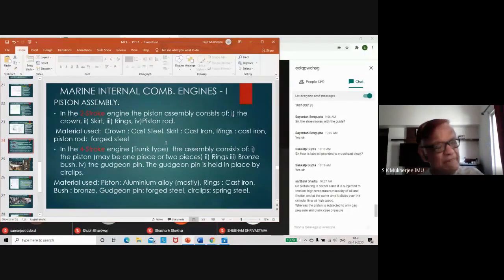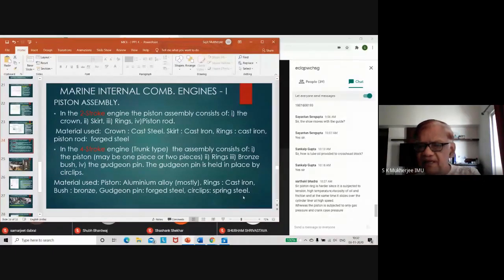You don't have aluminium pistons in two-stroke engines, large two-stroke engines, nowhere. But you will have them in your four-stroke engines. So, what was our topic? We are talking about the piston assembly. The piston assembly consists of a piston, maybe one piece or two pieces. Then you have the piston rings. Then you have a bush. And this bush, hold it, Sarthaki has got a question.